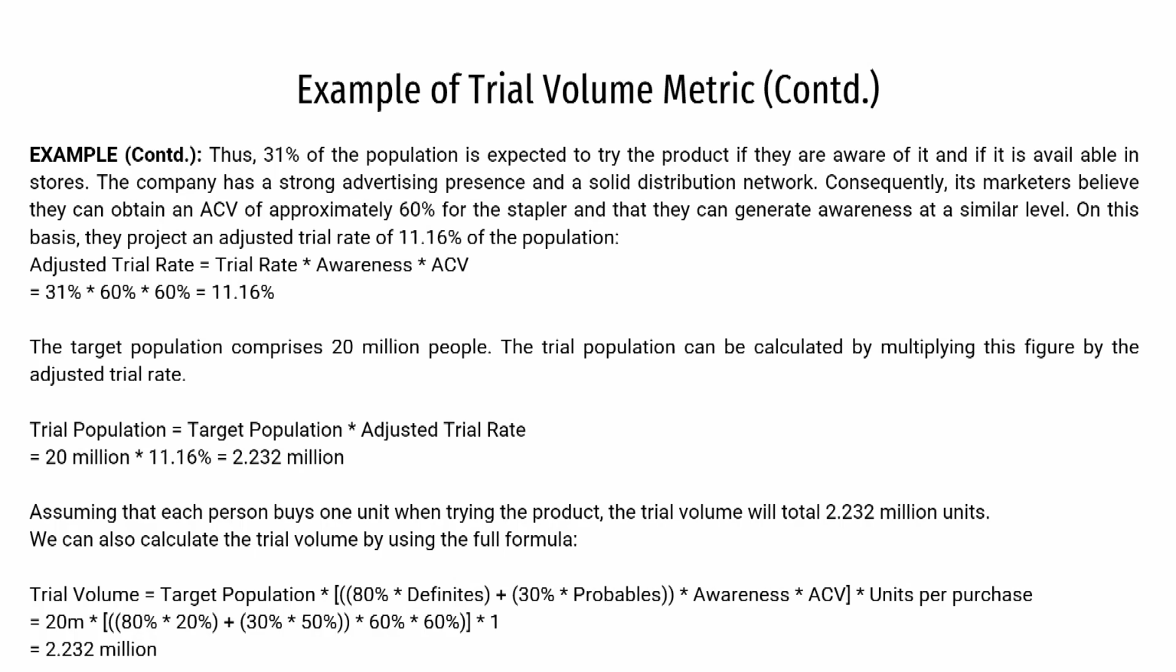The trial population can be calculated by multiplying this figure by the adjusted trial rate. So, 11.16% multiplied by 20 million gives us a value of 2.232 million. Assuming that each person buys 1 unit when trying the product, the trial volume will remain the same, each person is buying 1 product. So, 2.232 million units, fine.